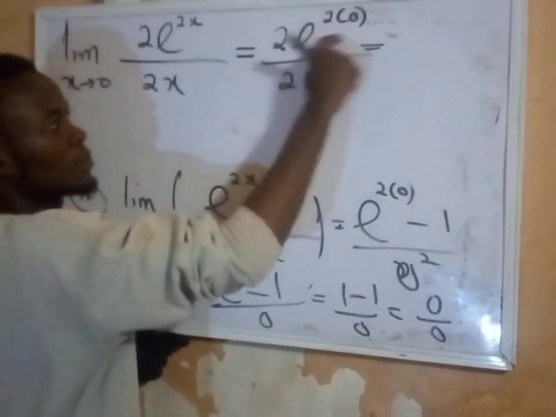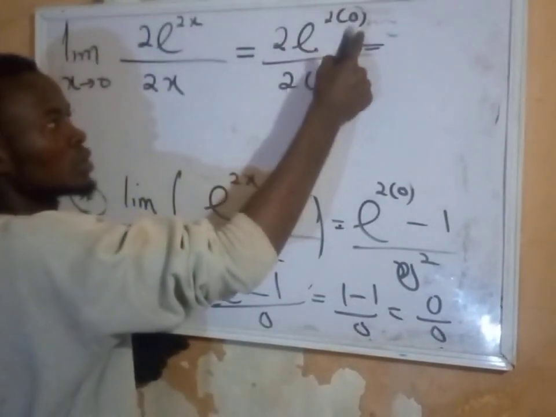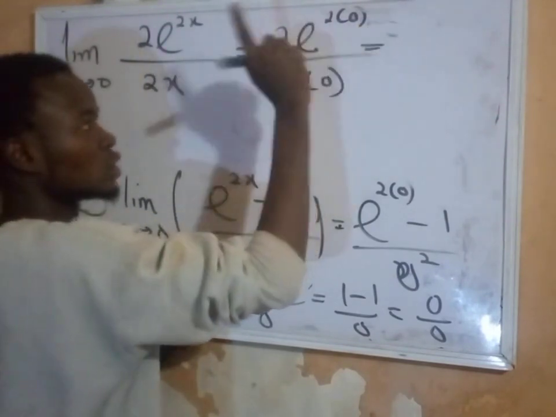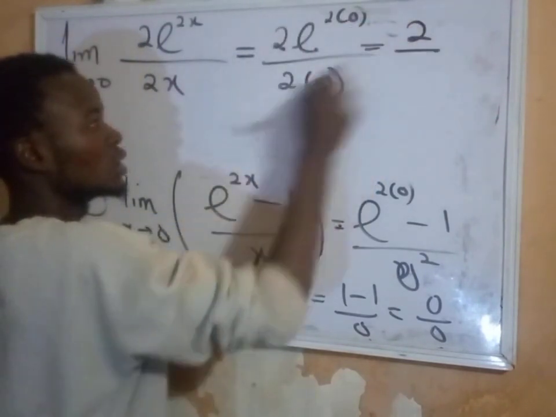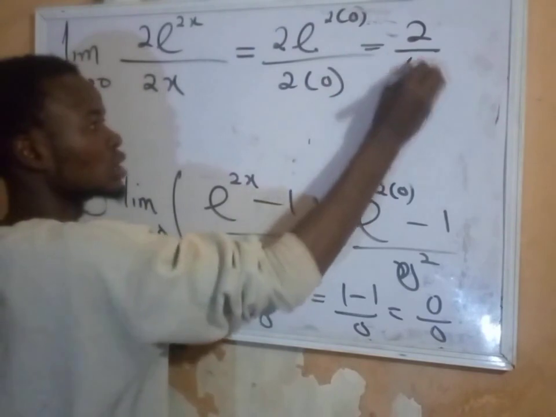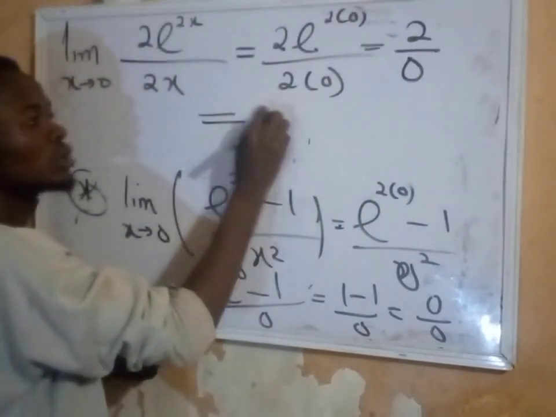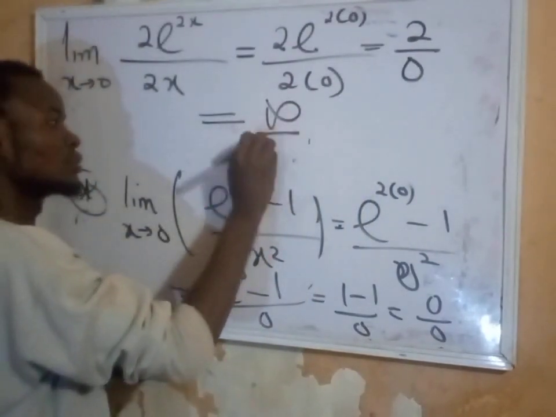So now multiplying this, everything inside becomes 0, right? Exponential of 0, that is 1. 2 multiplied by 1, that is 2. Then 2 multiplied by 0, that is 0. And 2 divided by 0, that is infinity.